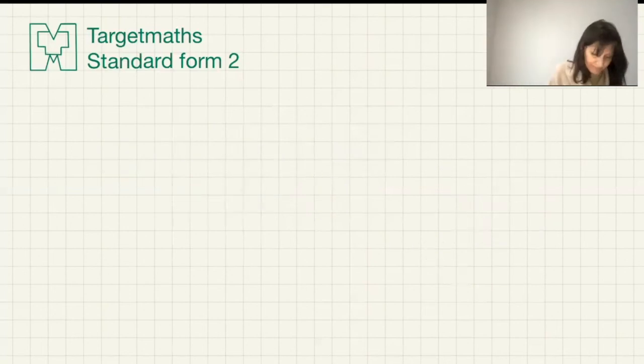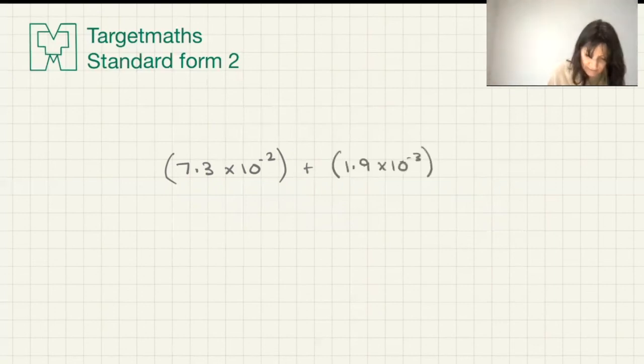Let's do 7.3 times 10 to the -2 plus 1.9 times 10 to the -3. Hit pause and press play when you're ready.